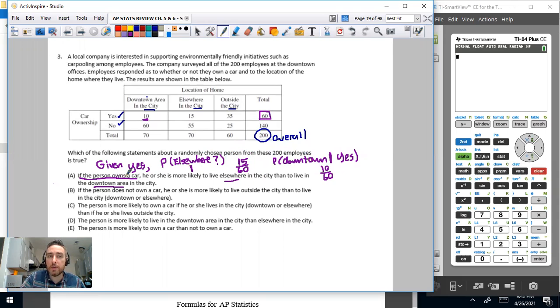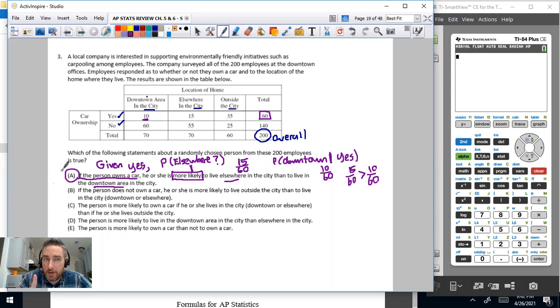And the question says, if the person owns a car, he or she is more likely to live elsewhere in the city than to live in the downtown area of the city. And that's true. We know 15 out of 60 is larger than 10 out of 60. That's a true statement. So we lucked out. A is going to be your answer.